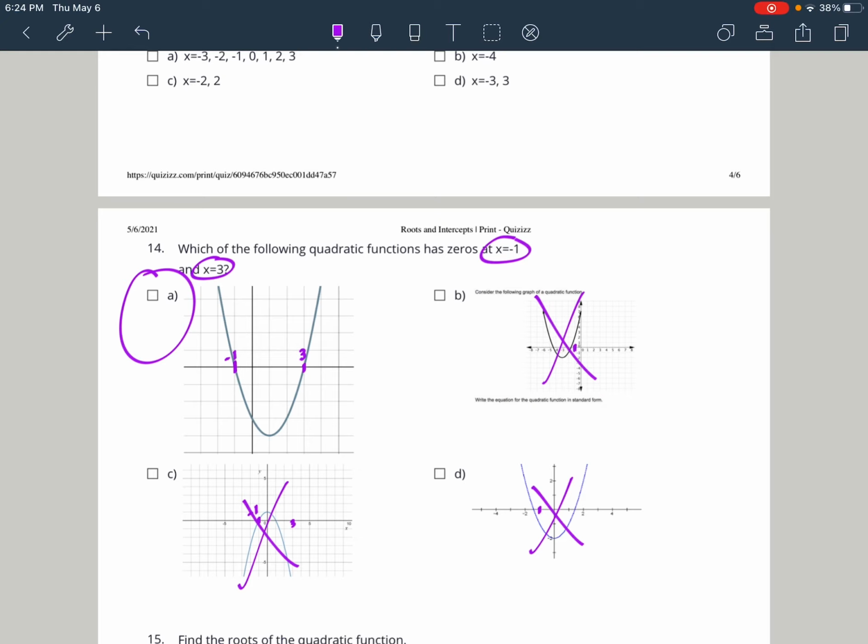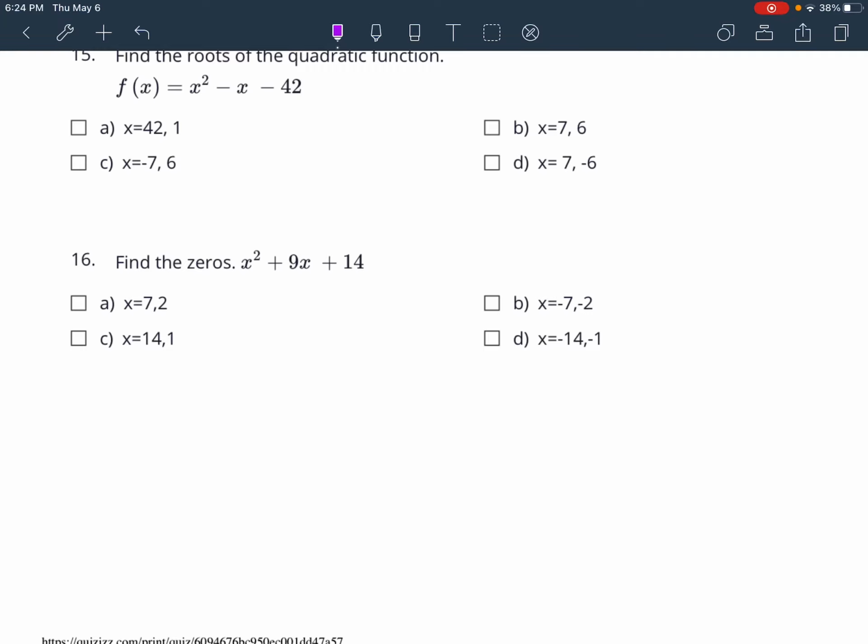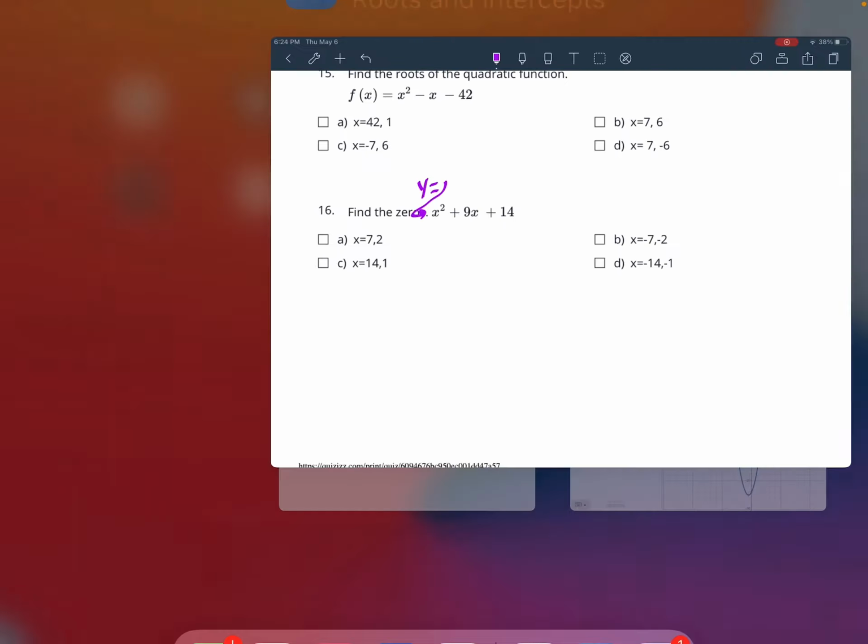Go to number 16 now. Find the zeros. Remember, I'm just going to put y equals in the front here, so I can graph it on Desmos.